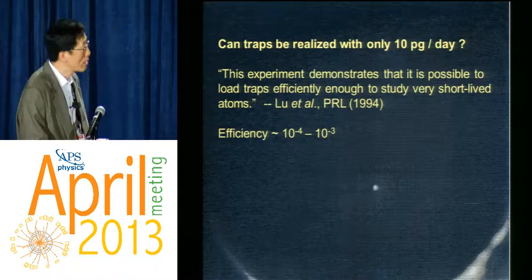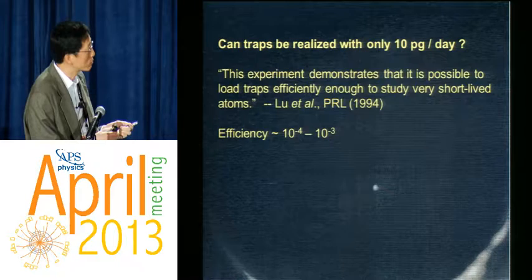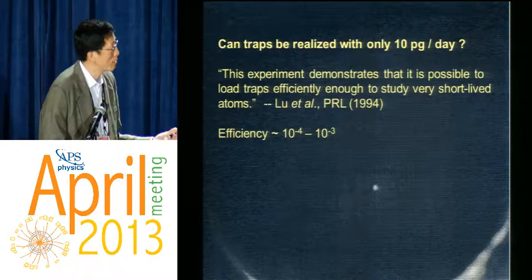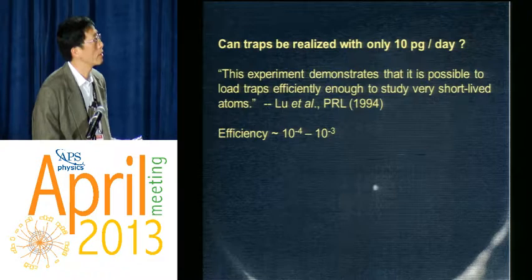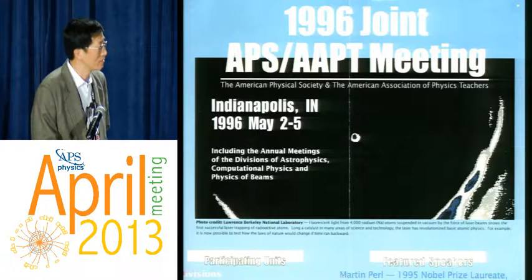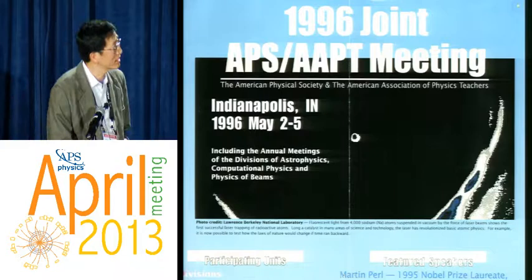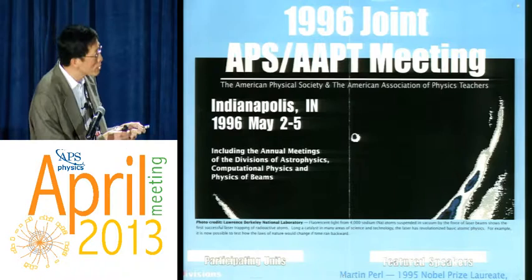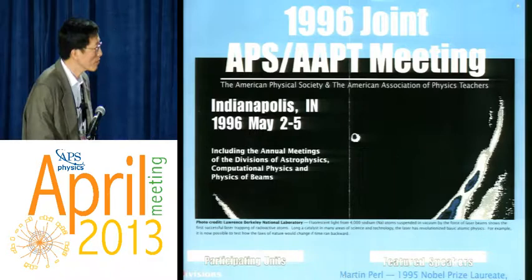So when we demonstrated trapping, and I should read this sentence that Stuart wrote in the conclusion section of this paper, he said, "This experiment demonstrates that it is possible to load traps efficiently enough to study very short-lived atoms." So that was the significance of this work. APS loved this result and put out the picture on the poster of the spring meeting of that year. It was taken in May, actually, 1996. And you see that the APS artists were impressed, not so much by the trapped atoms, but more by the light scattered off the edge of the windows.